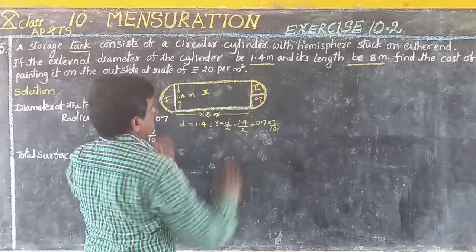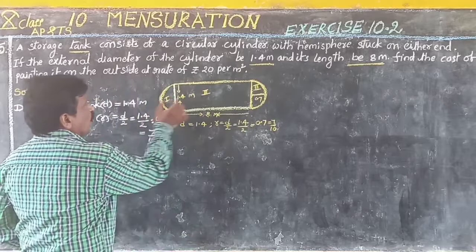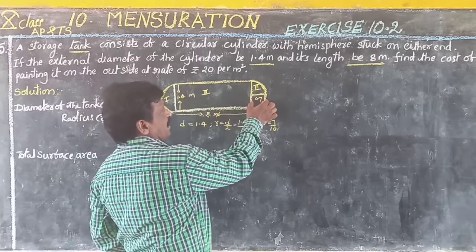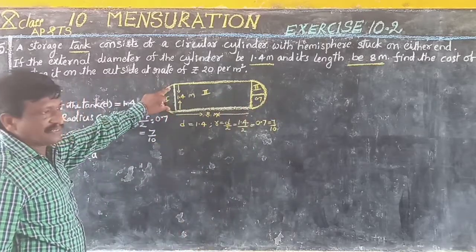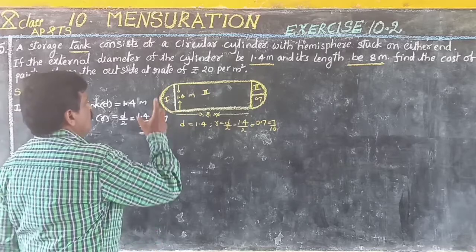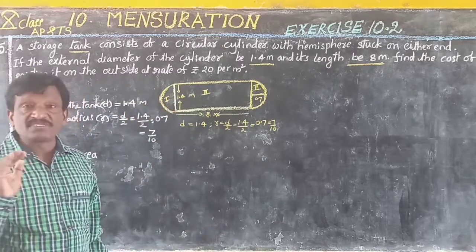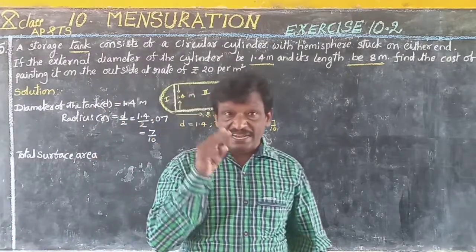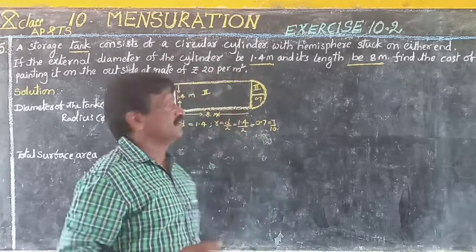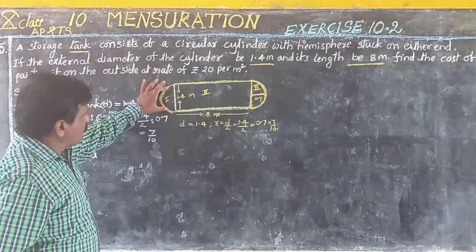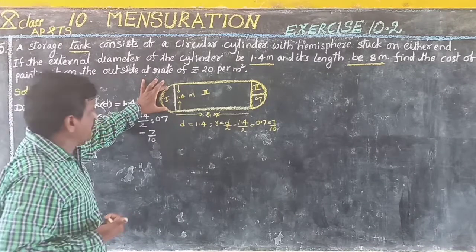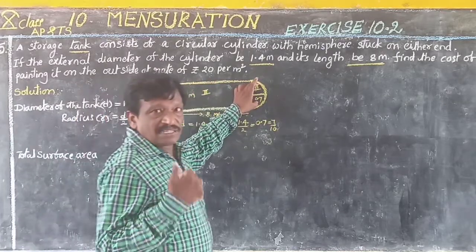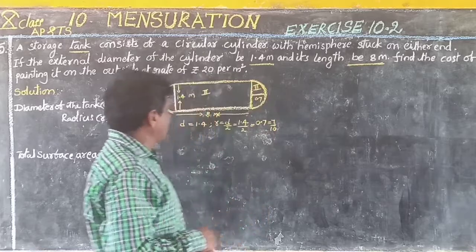This is the tank. The tank consisted of two hemispheres, one at one end, another hemisphere at the other end. That is the full tank. So we will find total surface area of the tank. The tank has three parts: one is hemisphere, the second is cylinder, the third is hemisphere. We will find lateral surface area of the hemisphere part 1, the lateral surface area of the cylinder part 2, the lateral surface area of the hemisphere part 3.